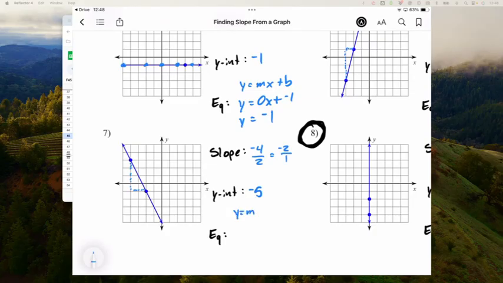Y equals mx plus b. Y equals -2 over 1x plus a -5. We need to clean those signs up. -2 over 1x minus 5.